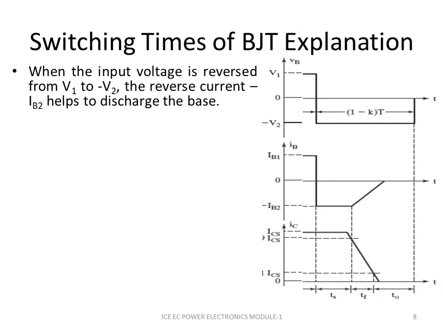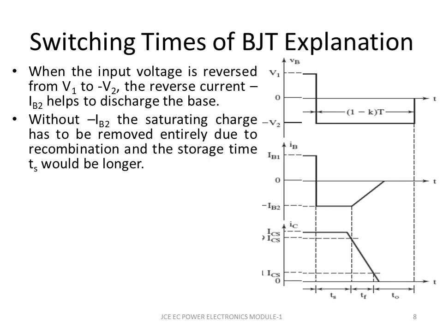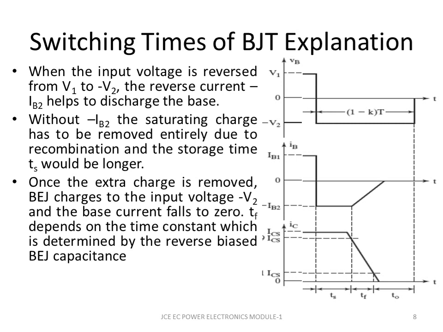So when the input voltage is reversed from V1 to minus V2, you'll see a reverse current IB2 flowing. In fact, it helps to discharge the base where extra charges are stored. Without minus IB2, the saturating charge has to be removed entirely by recombination, and the storage time TS would be longer. Once the extra charge is removed, the base emitter junction charges to the input voltage minus V2. So it will charge to minus V2 and the base current will fall to 0.